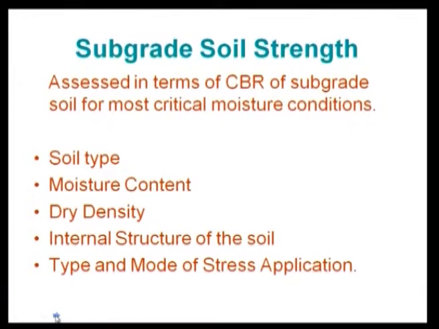Then subgrade soil strength is assessed in terms of CBR of subgrade soil for the most critical moisture conditions. Strength has to be measured by means of the CBR, California bearing ratio test. That means it depends on soil type, moisture content, dry density, internal structure of the soil, type and mode of stress application.